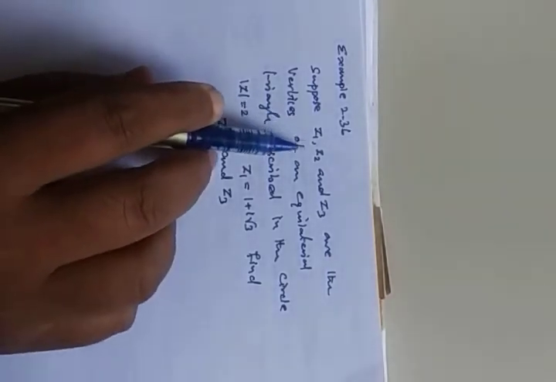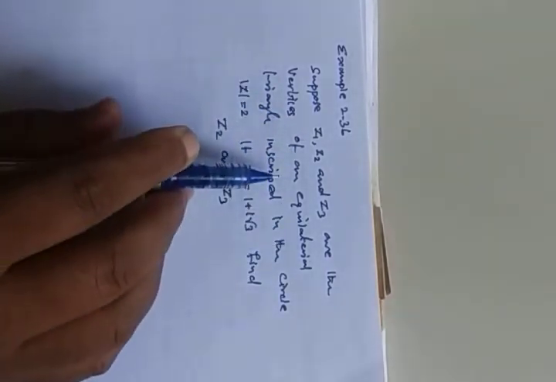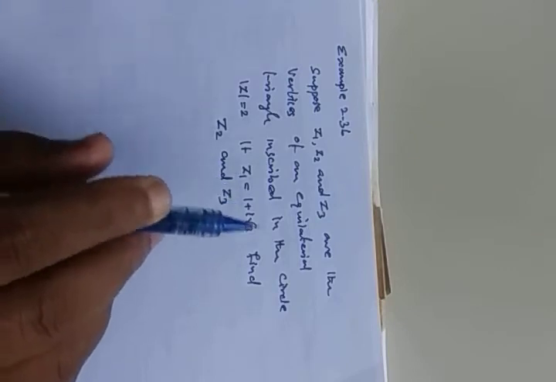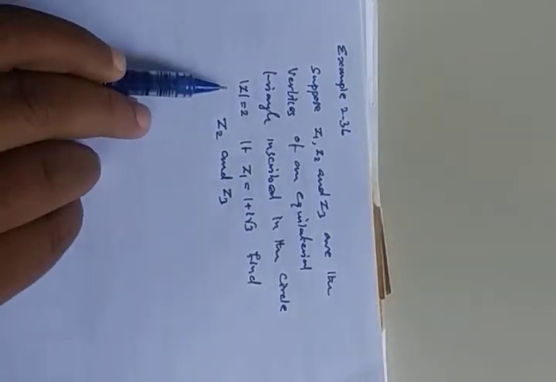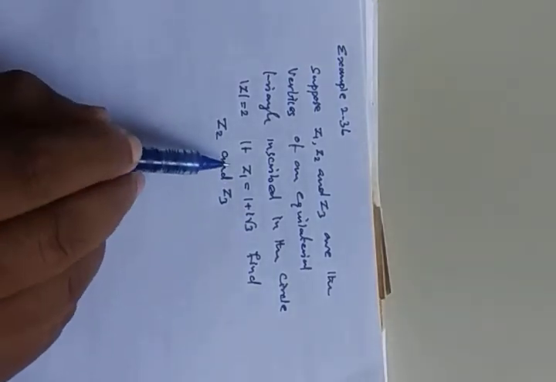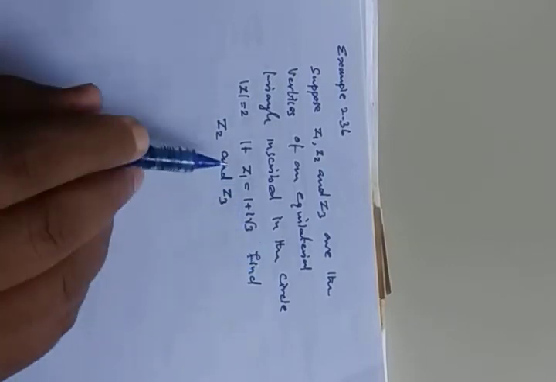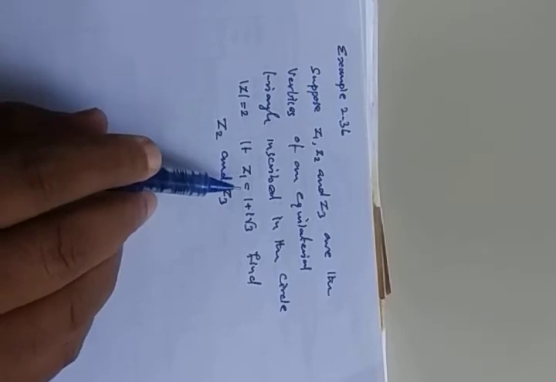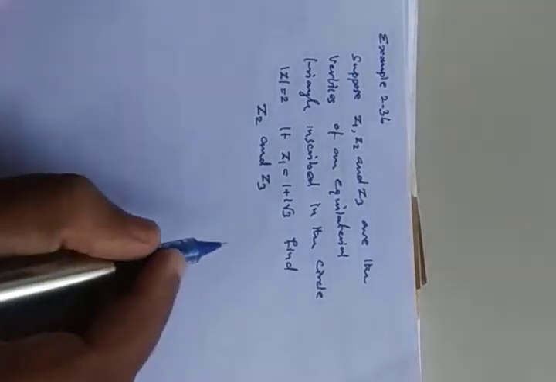Let me solve. Okay, in this example you can see what they are saying. Suppose Z1, Z2 and Z3 are the vertices of an equilateral triangle. Now all the sides are equal. Inscribed in a circle, so it is inside the circle whose mod Z is 2, magnitude is 2. That means radius is 2, we can say. Z1 equals 1 plus i root 3, one vertex. We need to find two more vertices, Z2 and Z3.